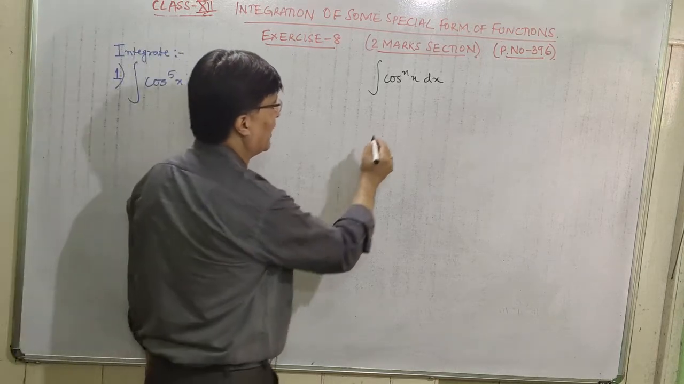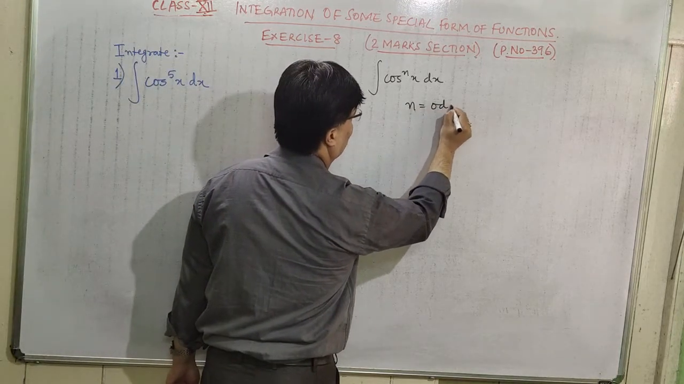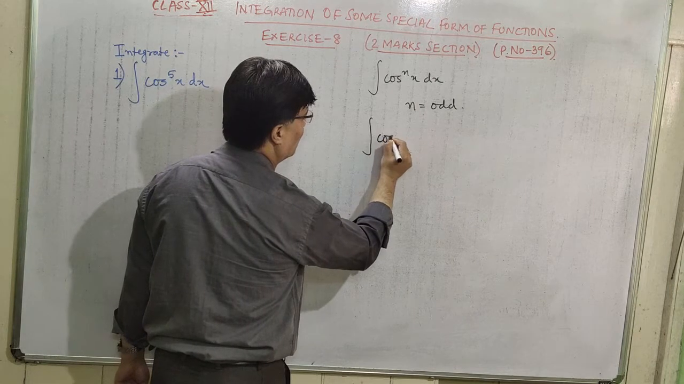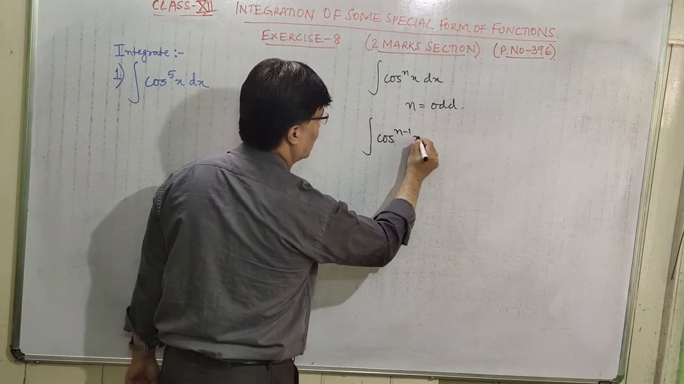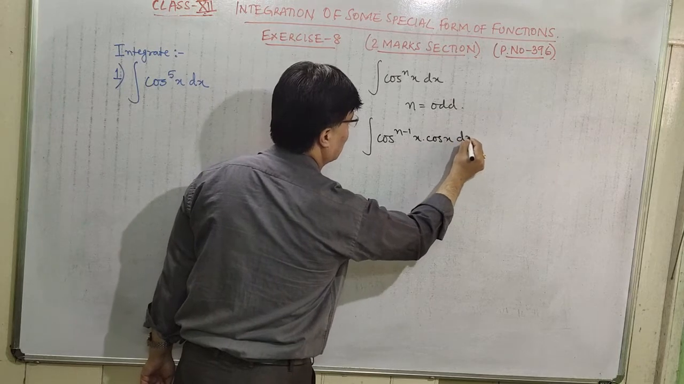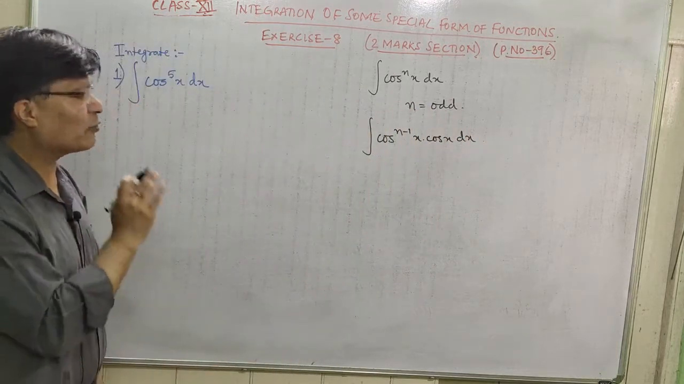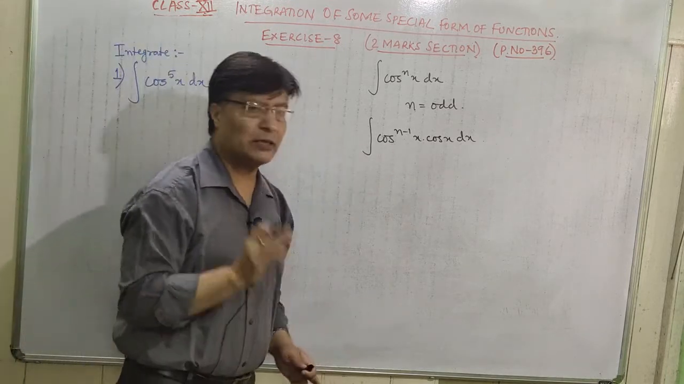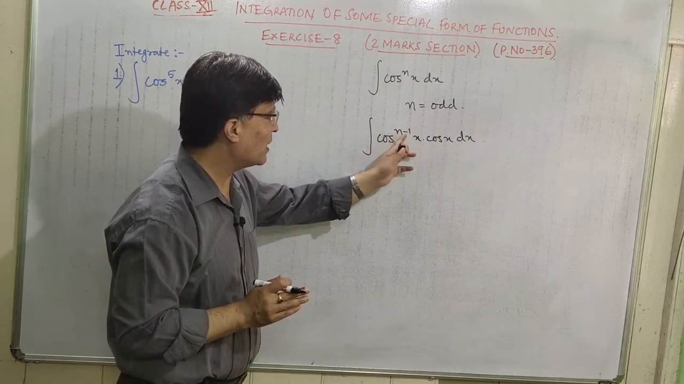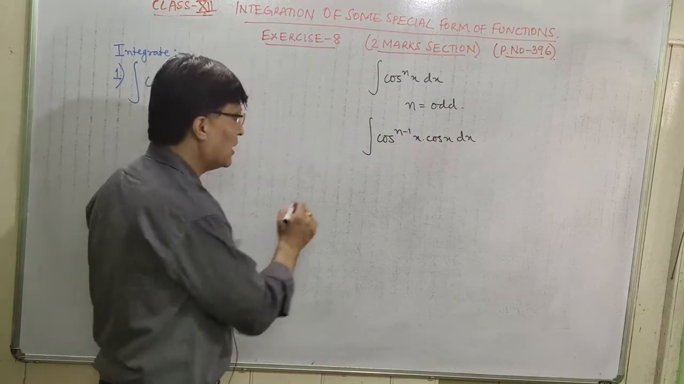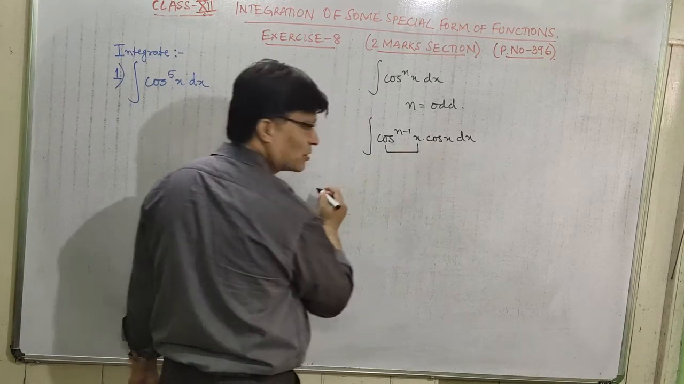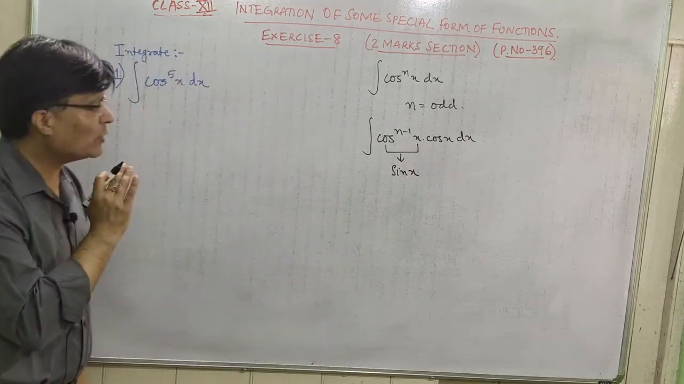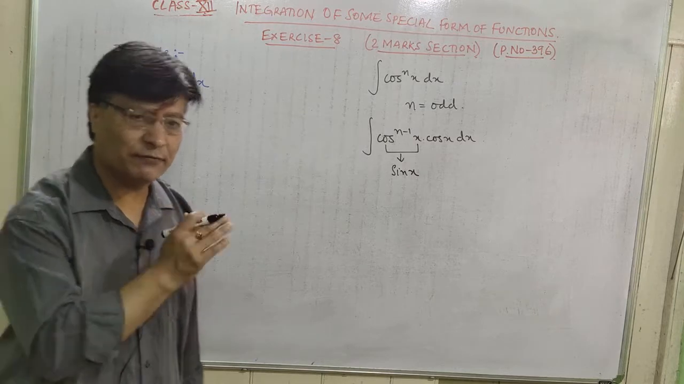So if n is odd, suppose here n is odd, so you have to break this power as integration of cos to the power n minus 1 x into cos x dx. So if you have cos to the power nx dx and if the power n is odd, then we can break the power as integration of cos to the power n minus 1 x into cos x dx. Then you have to convert this cos x in terms of sin x. Now in this integration also you should have the knowledge of differentiation also.